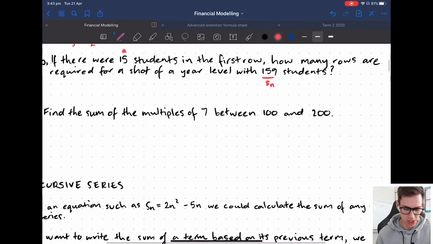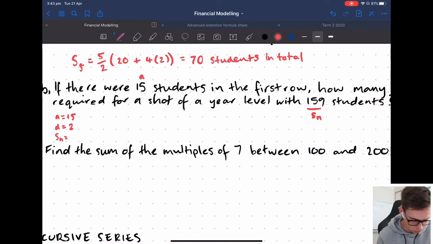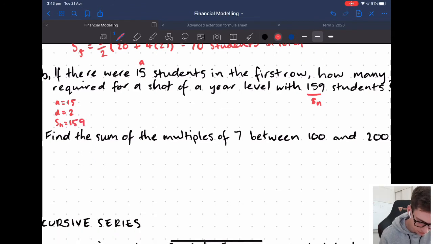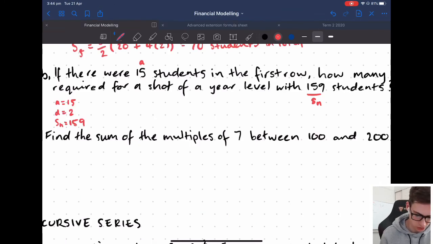Now, it didn't change my D, so I know that A is 15 now. D must still be 2, and I'm trying to get an answer of 159. So I'm just going to set it up. I can't use the final formula because I don't have the first and last term. So I'm again going to have to use this yucky one and pop in the actual values here. So I'm going to have 159 as my answer.